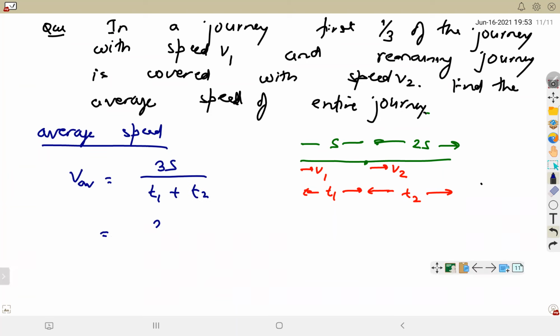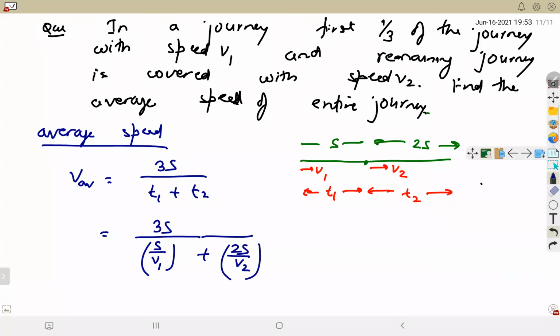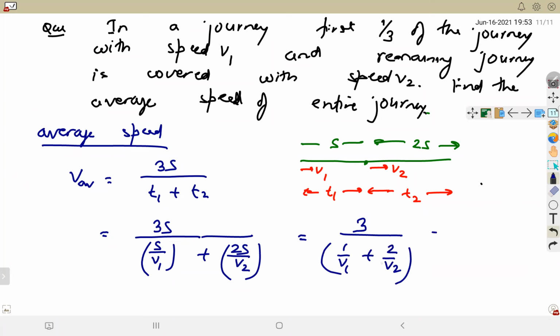T1 is the time taken in the first s distance with speed v1, so time is distance upon speed, s upon v1, plus 2s upon v2. The s will cancel out on top and bottom: 3 divided by 1 upon v1 plus 2 upon v2. Taking the LCM, we get 3 v1 v2 divided by v2 plus 2 v1. This is the average speed of this journey. Similarly, if it is half, then it will be 2 v1 v2 upon v1 plus v2.